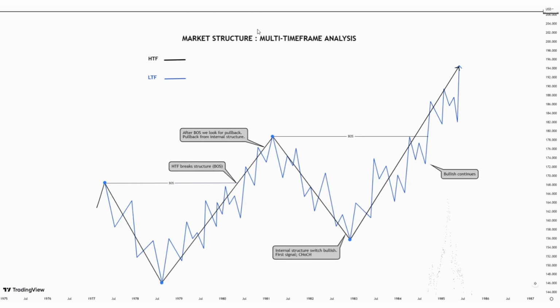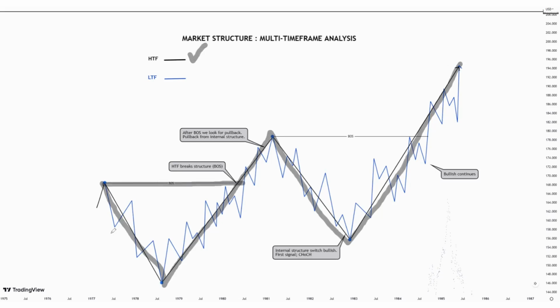Looking at this here, what do we have? We have a push, a pullback, a push again. That is external structure, on a higher time frame. We have a break of structure, and the price comes all the way downside. We have another break of structure here. We mentioned in the first video that after the break of structure we expect to have a pullback. So after the break of structure, this is a pullback. Then for the pullback, you have to look at the internal structure, the lower time frame.